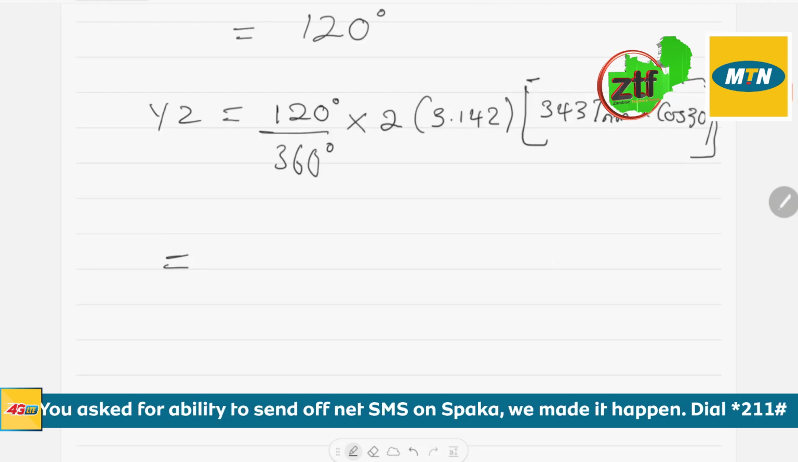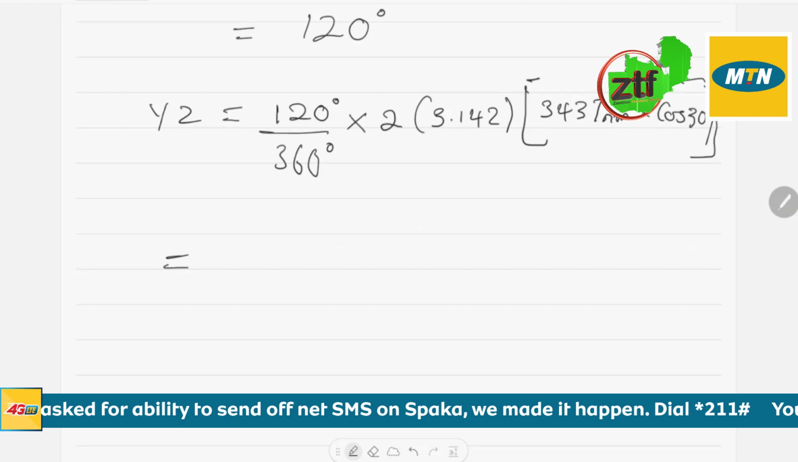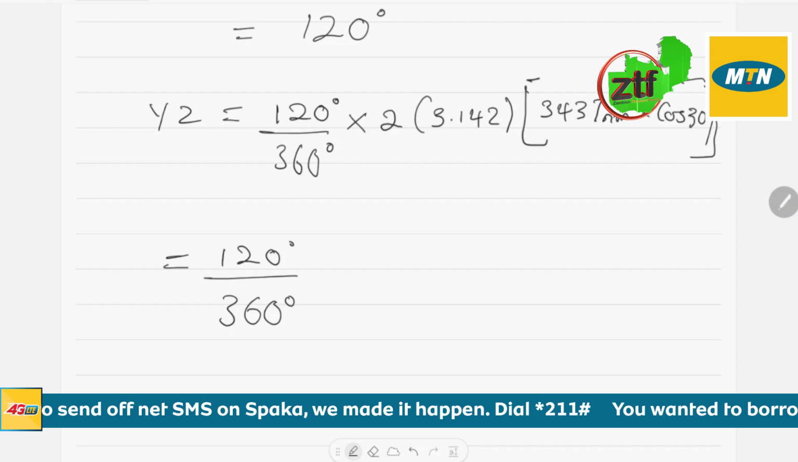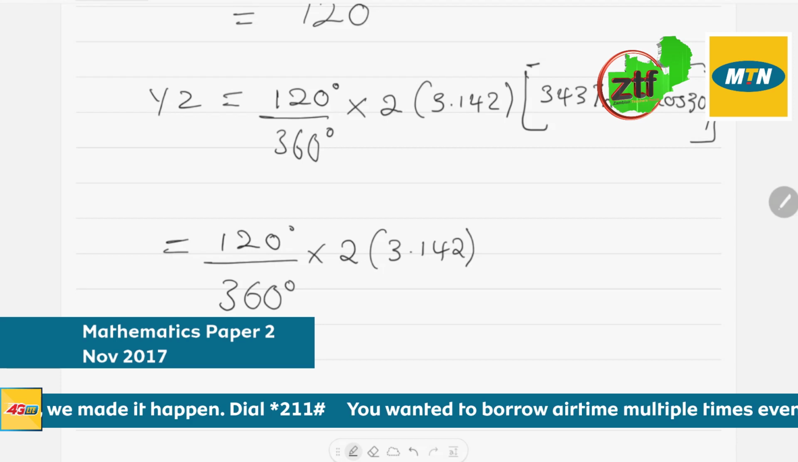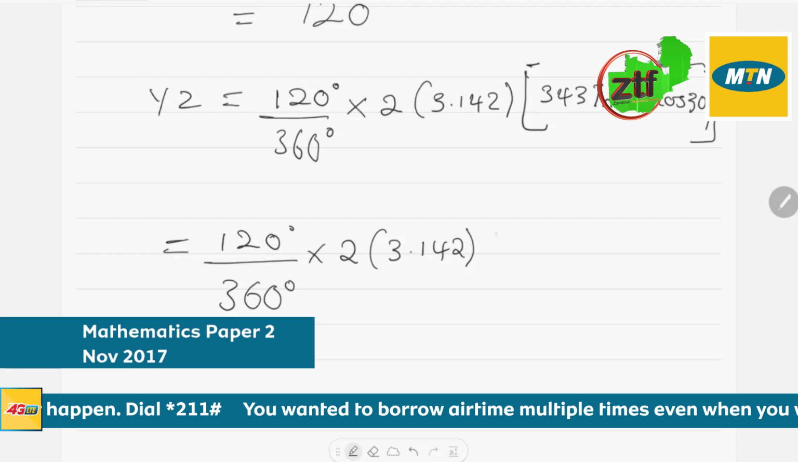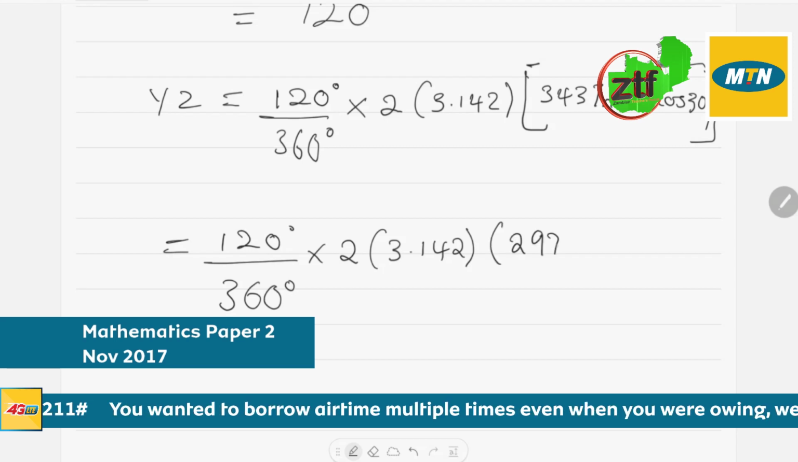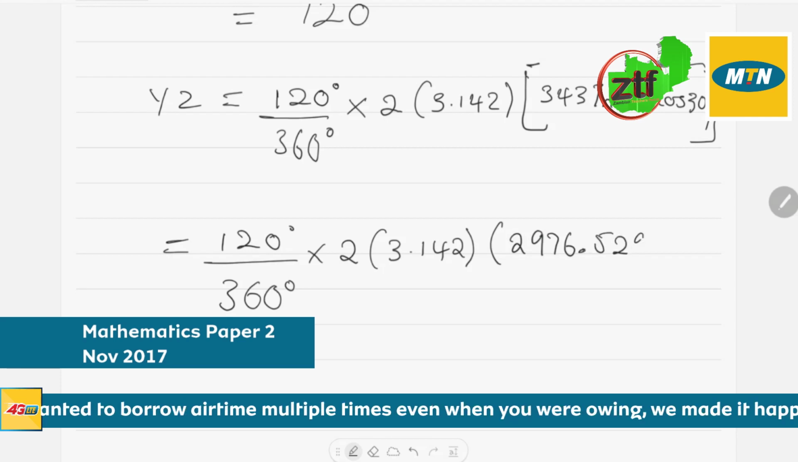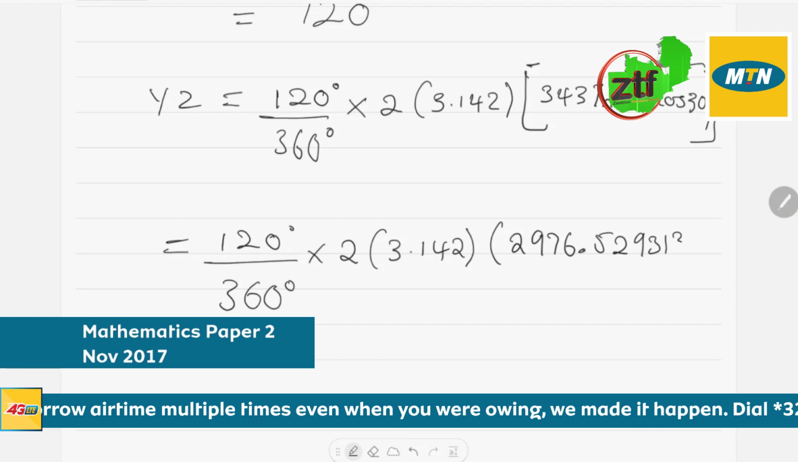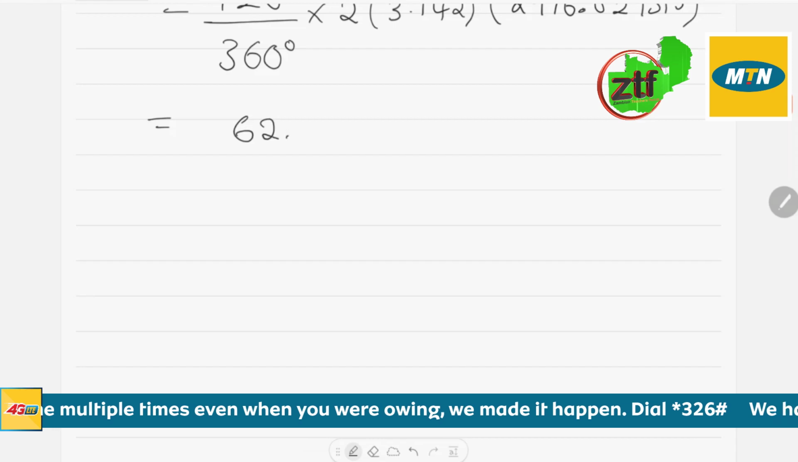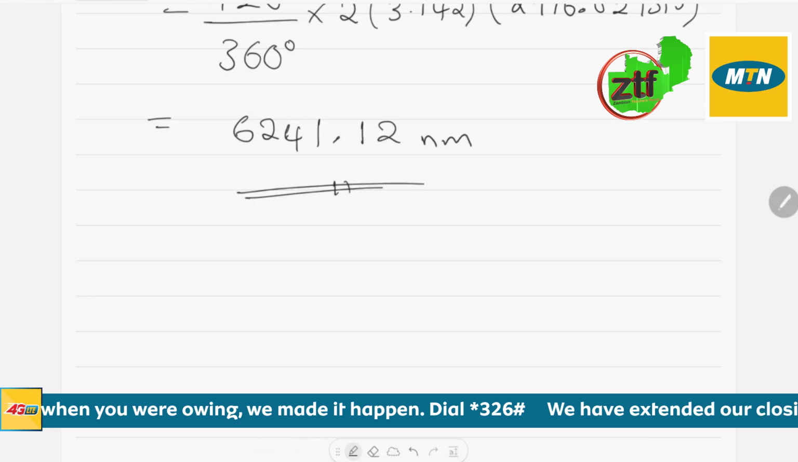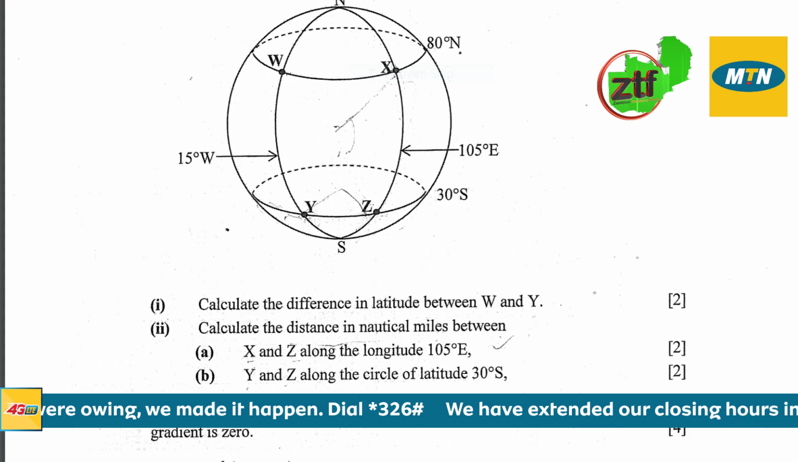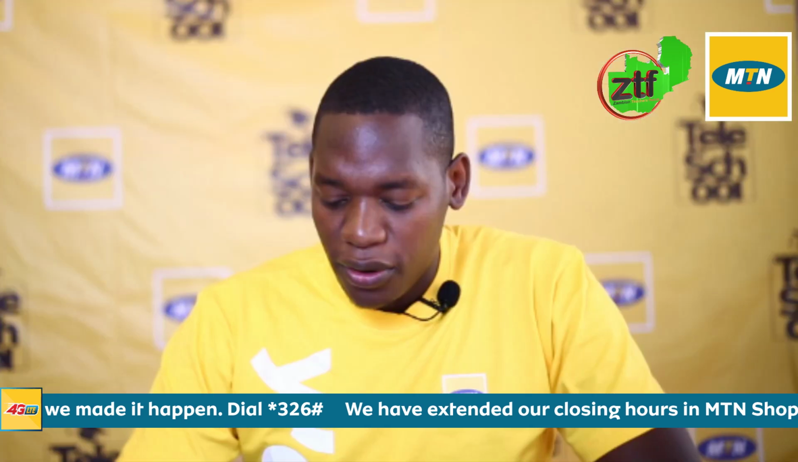Alright, so simplifying this, we are going to have 120 divided by 360 degrees multiplied by 3.142, and then 3,437 nautical miles multiplied by cos 30 will give us 2,976.529313, and simplifying this will give us 3241.12 nautical miles.